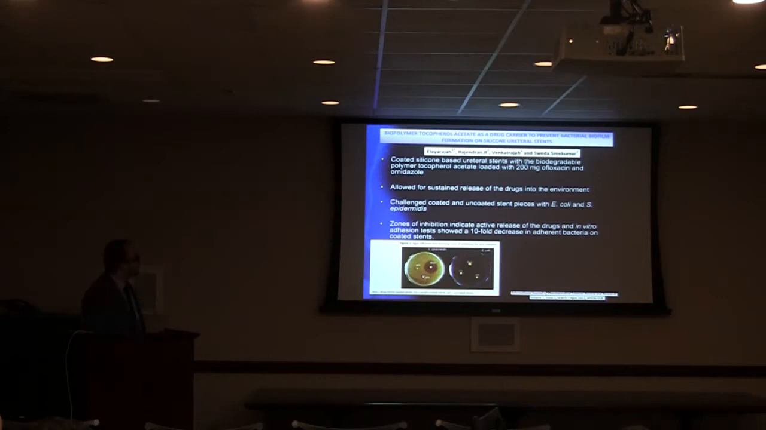Here's another example. This group coated silicone-based ureteral stents with tocopherol acetate, which is a biodegradable polymer, and they impregnated that with the antimicrobials ofloxacin and nitrofurazone. And again, in vitro, you can see that this zone of inhibition quite clearly indicates that as the material degrades, the drug certainly gets released, and so it seems to work. Again, it's only in the in vitro stages.